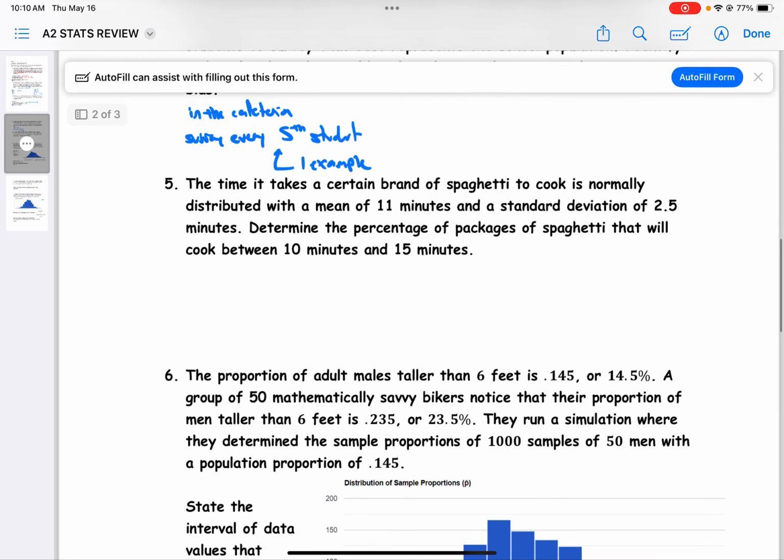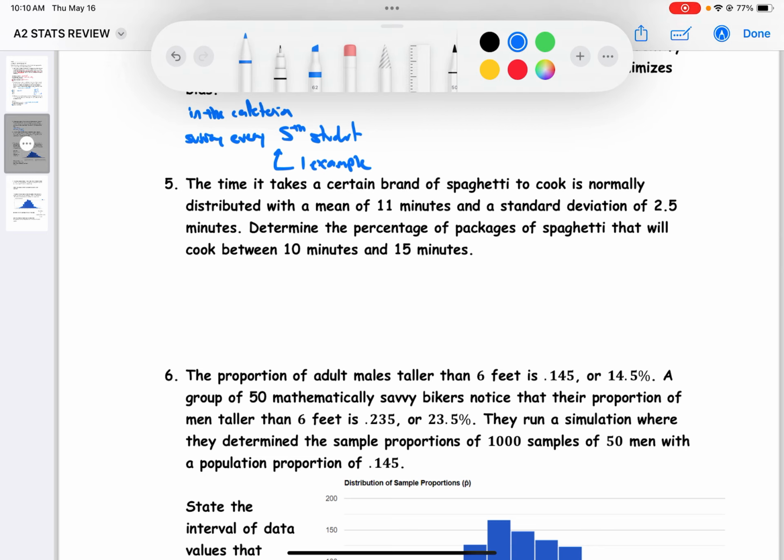Number 5 is a normal distribution. So we can get in and do a normal CDF. My lower bound is 10. My upper bound is 15. My mean is 11. And my standard deviation is 2.5. And of course, when you type it in and then hit the paste button, this is how it will show up. And then you'll hit enter on your calculator.